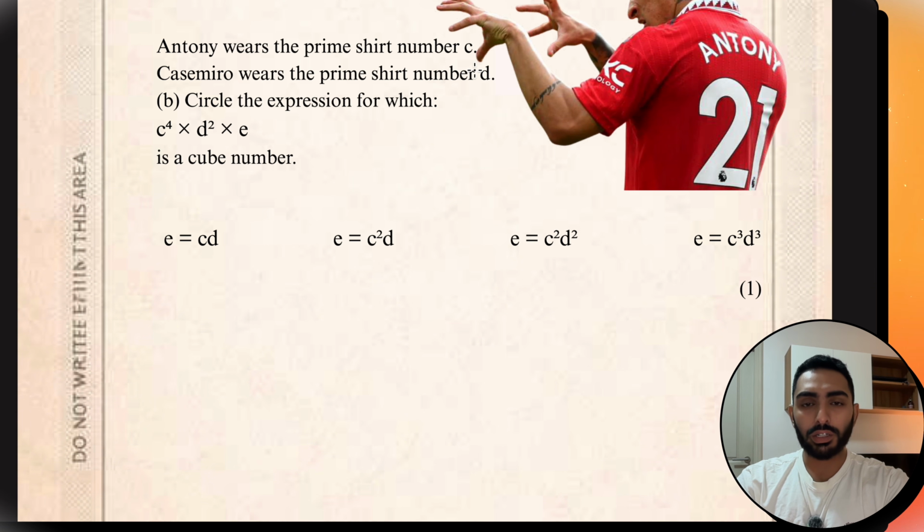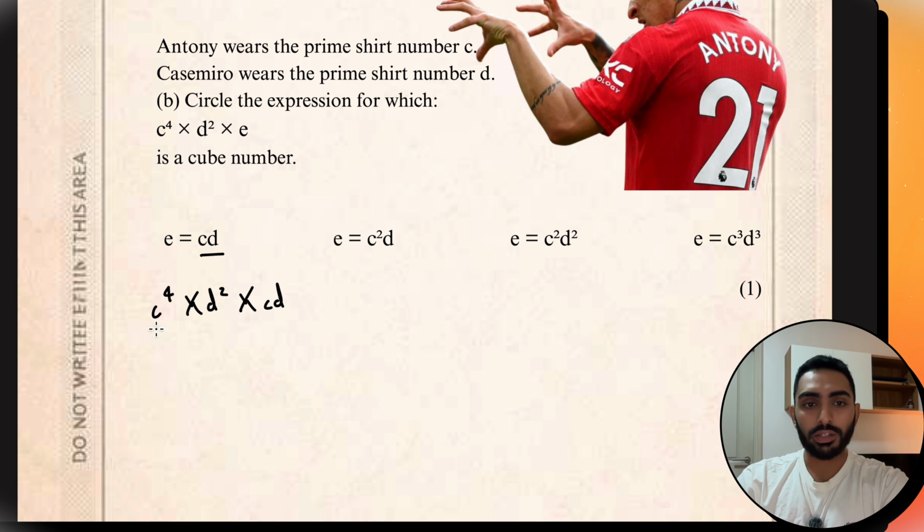Anthony wears the prime shirt number C. Casemiro wears the prime shirt number D. Circle the expression for which C to the 4 times D squared times E is a cube number. In all of these, if you notice, E is the subject. E is equal to CD, E is equal to something. The way I'm going to approach this is to swap this E with the expression they've given, so I've got C to the 4 times D squared times CD.